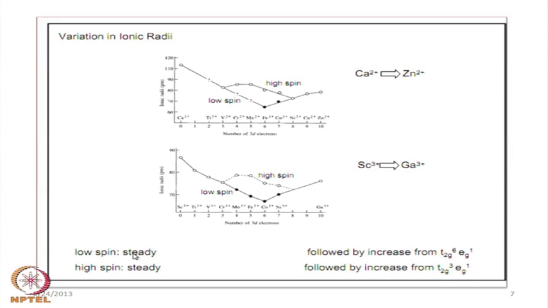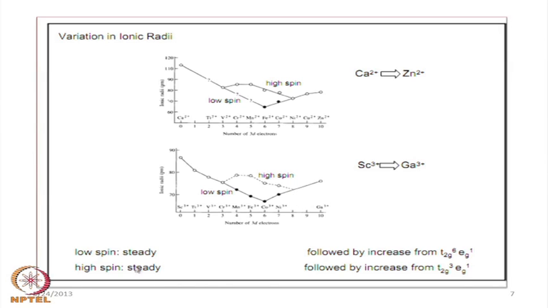So, for the low spin case there is a steady decrease up to the corresponding configuration of T2G6, and after that we increase from T2G6 to EG1. That means the next one is nickel 3 plus, which is 3D7, and for the copper one also in the plus 3 oxidation state.